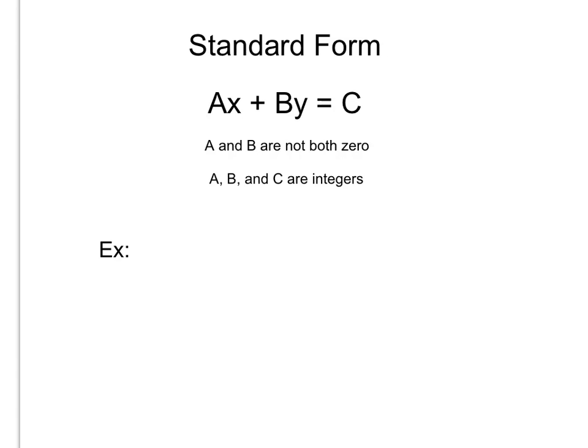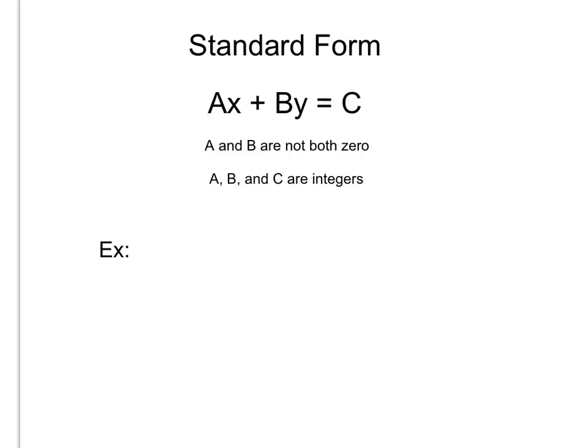So far we've learned about two different forms of a line. We've learned about slope-intercept form. We've learned about point-slope form. Now we're going to talk about standard form. Okay, and this is what standard form is. It's in this format: ax plus by equals c.